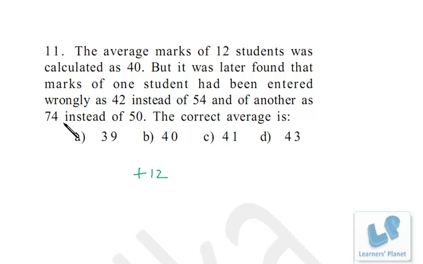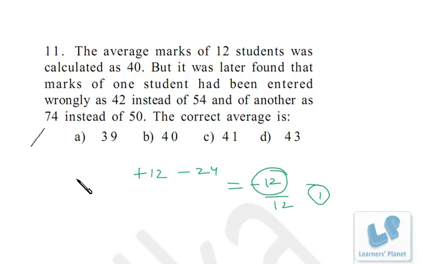Getting my point? So that is the loss of 24 because the marks have been entered as 74 and the actual marks were 50, right? So in all, in the total, there is a loss of 24. So precisely there is a loss of 12 in the total, right? And 12 students are there. So on average, there is a loss of 1. So initially the average was 40. Now it will be 39. Okay, getting my point? I hope you are getting me.